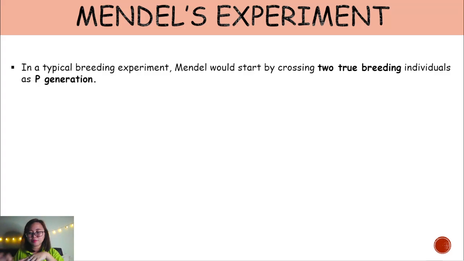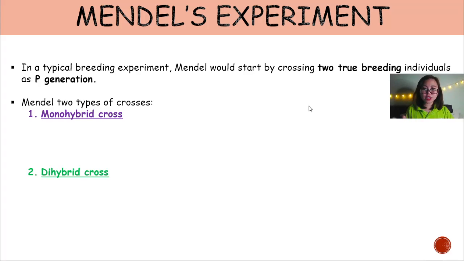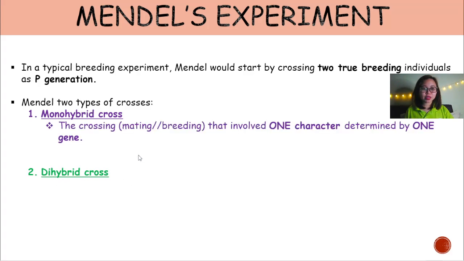Memang Mendel ni dia akan ambil satu parent, dua parent, and then kasih biak. In a typical breeding experiment, Mendel will start by crossing 2 true breeding individuals as the parent generation. And there will be 2 types of crosses. There will be monohybrid cross and dihybrid cross. Okay, dia ada 2 jenis eksperimen. Satu adalah pembiakan monohybrid, kedua adalah pembiakan dihybrid.